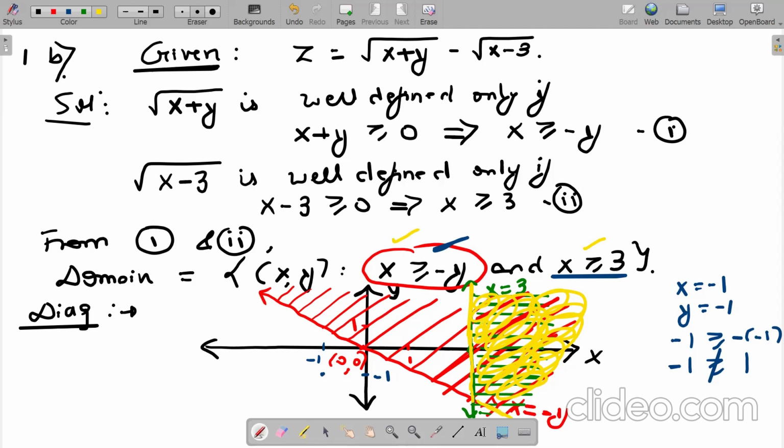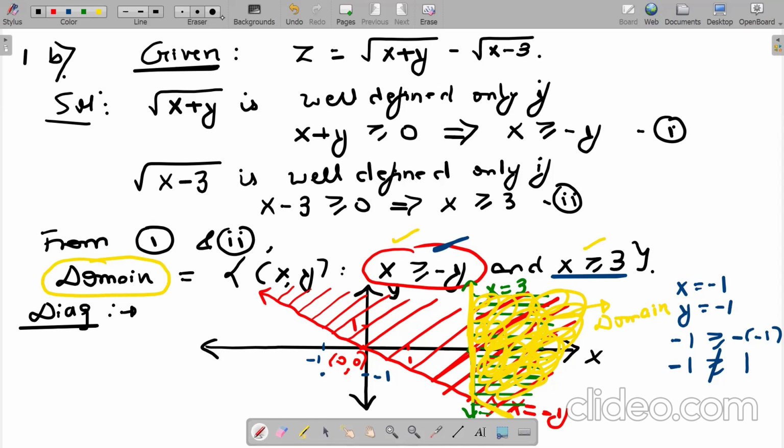So I can write that the domain is represented by the yellow color. This is the domain of the function. It's this boundary, and everything to the right. Hoping all students have understood this. So this is where I stop in this particular lecture.